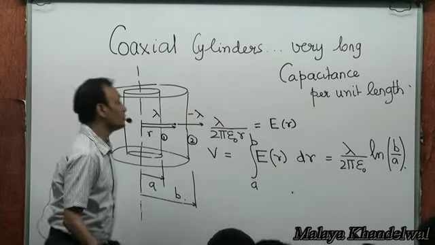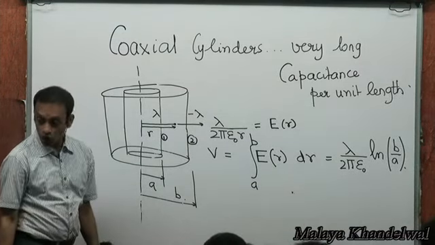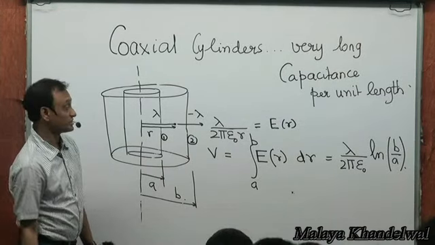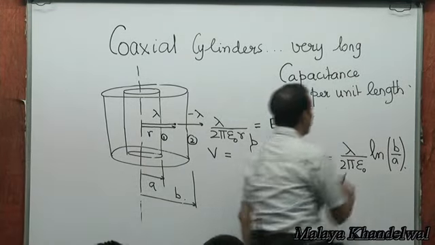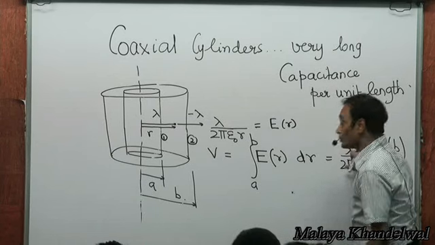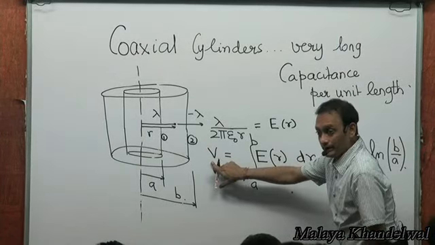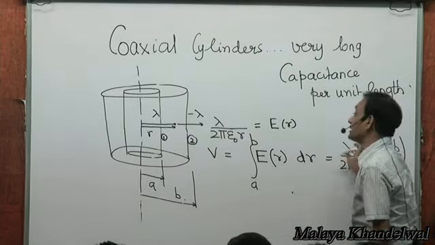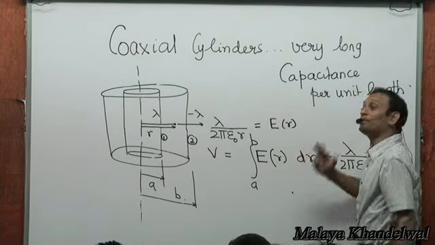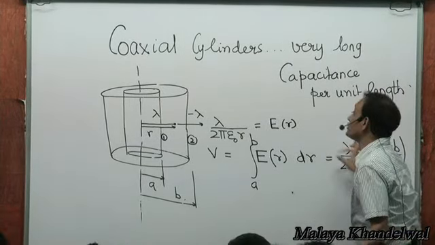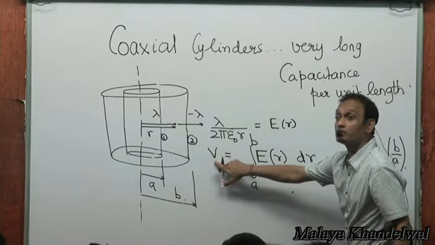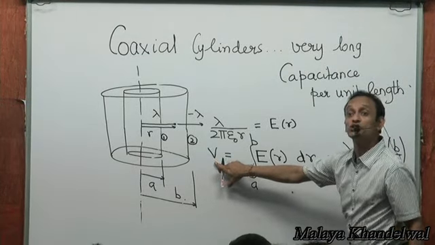(1/2πε₀) log(b/a) would be the potential difference. Now λ is the charge per unit length. So λ divided by V would be the charge per unit length divided by the potential difference, and that is going to give me capacitance per unit length.